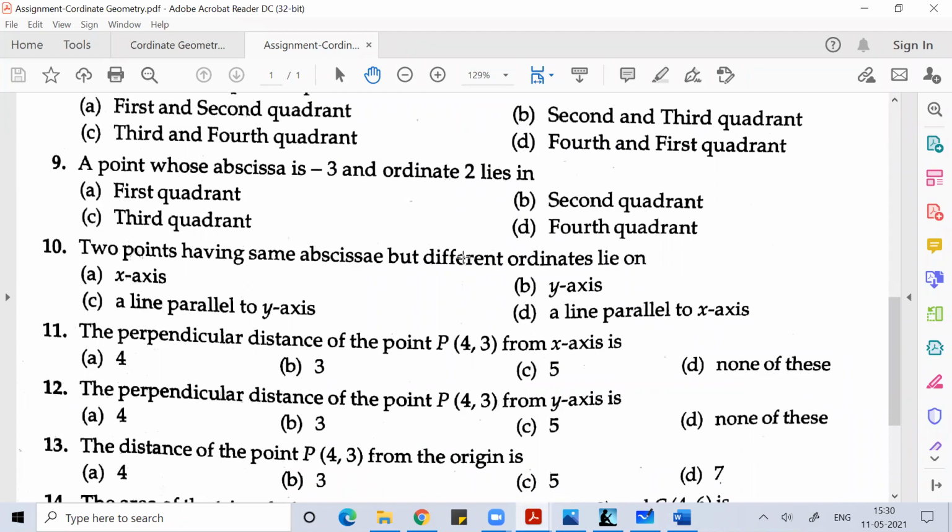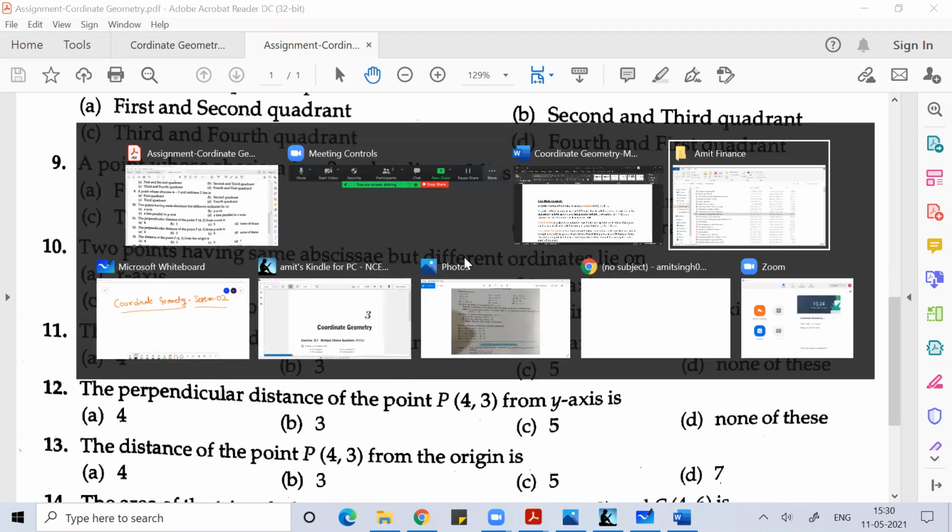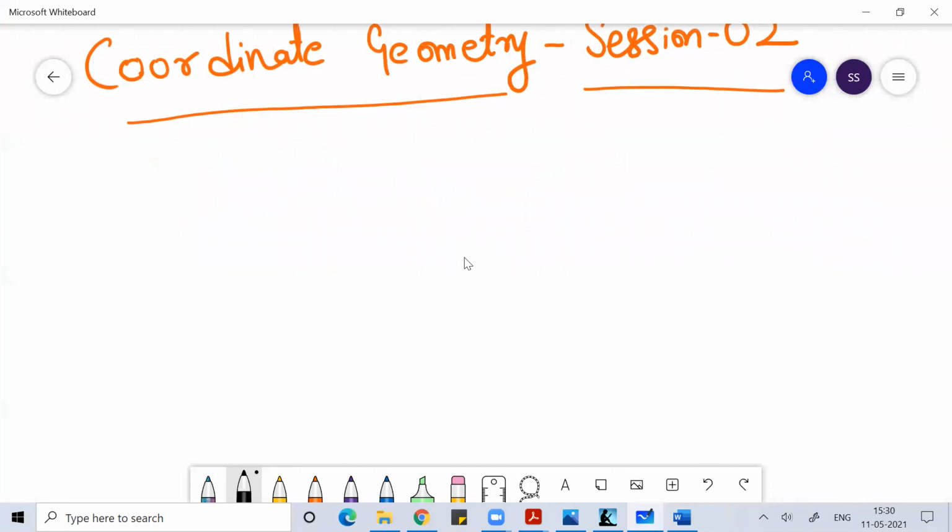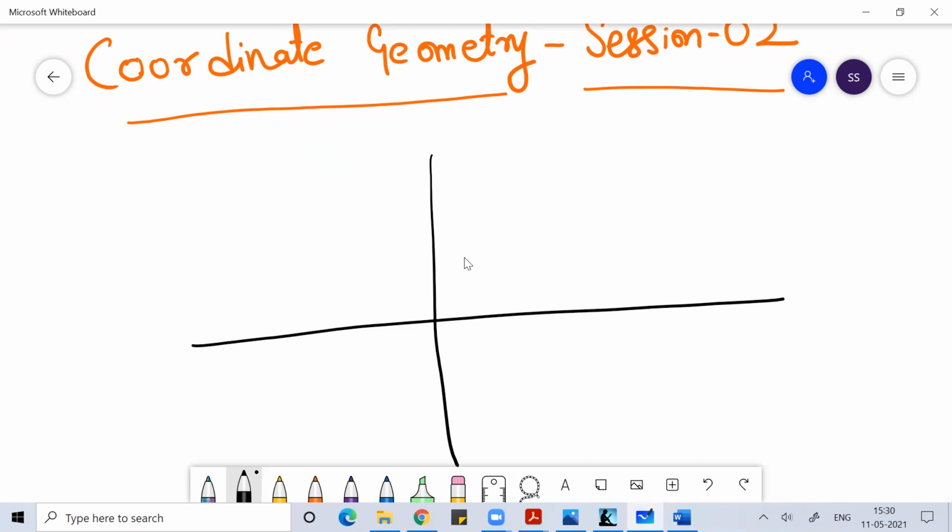Yes, sir. Question number 10: two points having the same abscissa with different ordinates. Suppose this is a plane. Abscissa means the same x value, correct? Yes, sir, the same x value, but the y values are different. So maybe one point is here, and maybe there's another point. This is 3 and this is 3, so these have three as the common number.